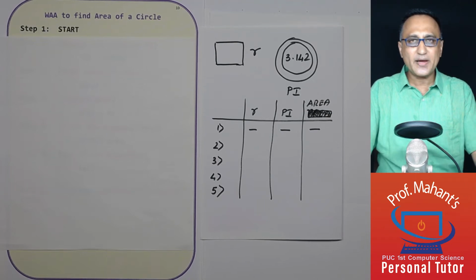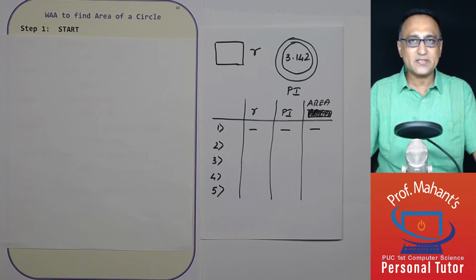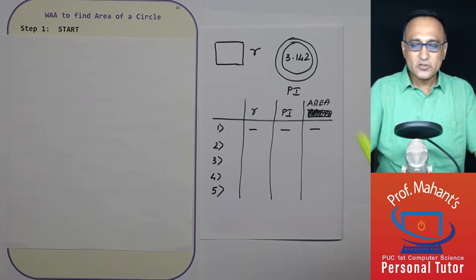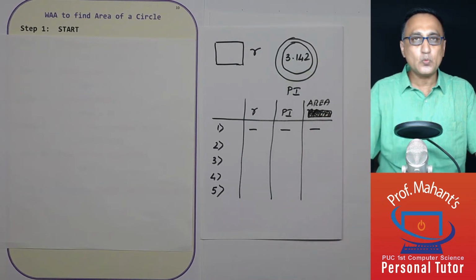We shall now take a look at how we go about writing an algorithm to find the area of a circle. In order to find the area of a circle, we need to first know what the formula is. The formula is area is pi into radius. So what are the items required to calculate the area? I require pi and I require radius. Obviously, I am not going to ask the user to enter the value of pi because pi is a constant, and let me define it as 3.142.